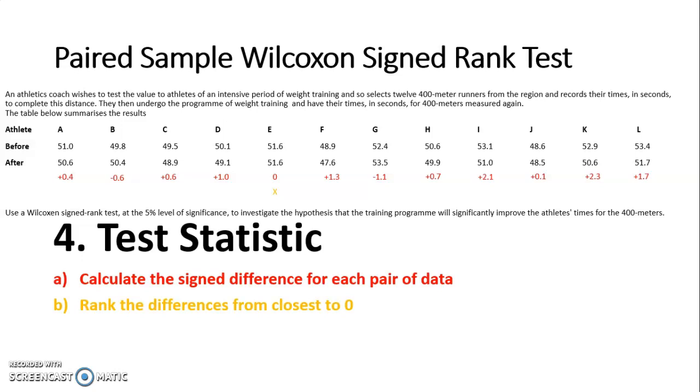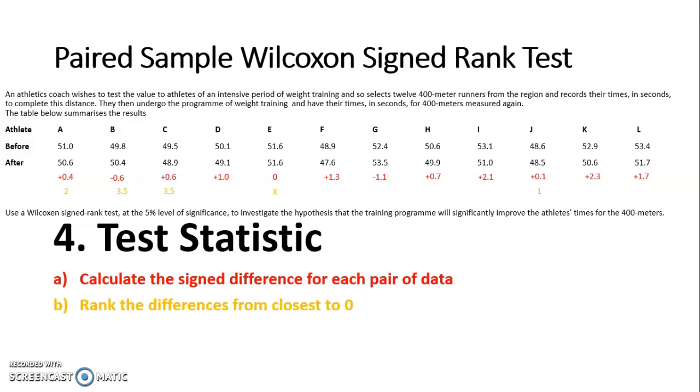So starting with closest to 0, I have athlete J, which is 0.1 away. I then have athlete A, who is 0.4 away, so they get rank 2. Then B and C were both 0.6 away, although in opposite directions, so they are going to take up ranks 3 and 4. And to make that fair, I'm going to find the median of those, which is 3.5, and they are both going to have a rank 3.5.